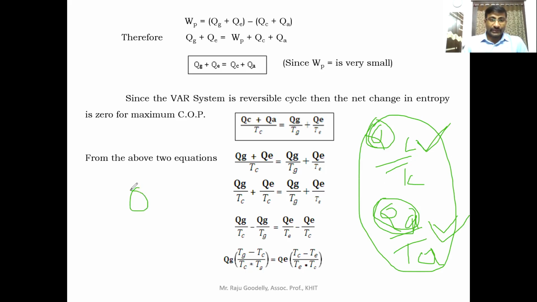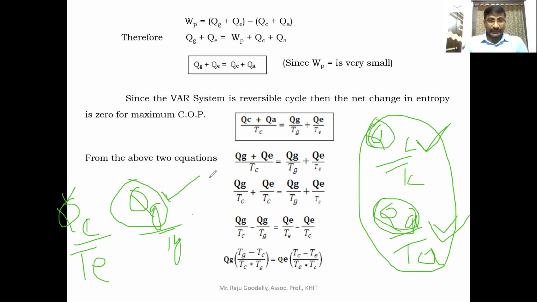And QG by TG plus QE by TE. These are the change in entropy in the generator and the change in entropy in the evaporator. These are the positive ones because heat is given to the system. Due to the heat absorbed by the system, the entropy increases. And in the evaporator also, heat is given from the outside, that is, heat is absorbed by the system. Therefore, entropy increases in the evaporator.